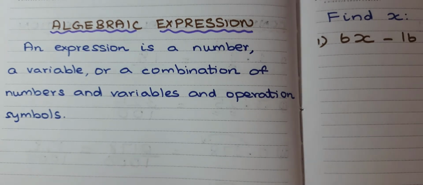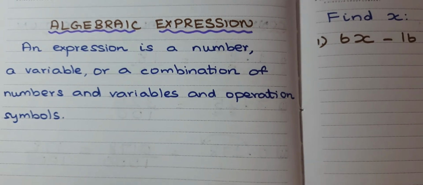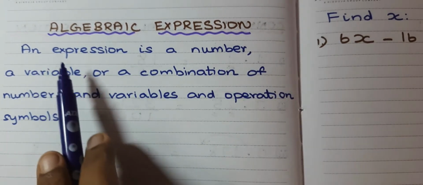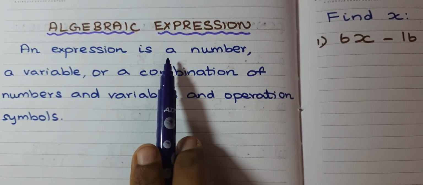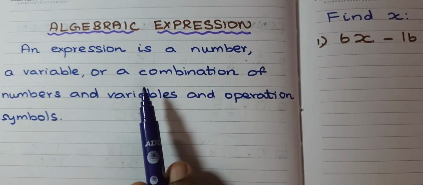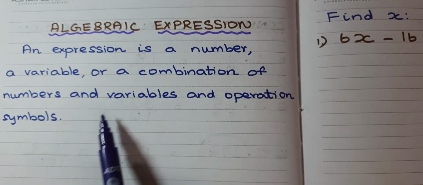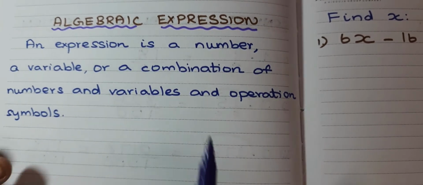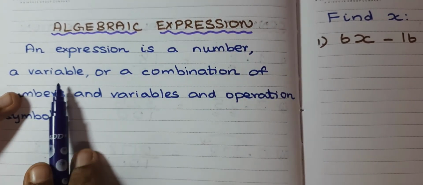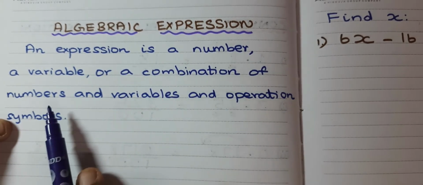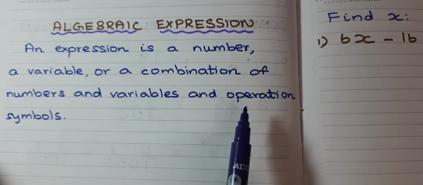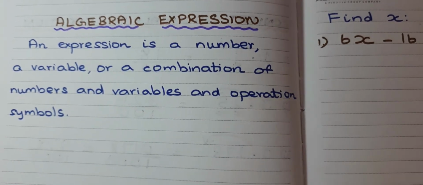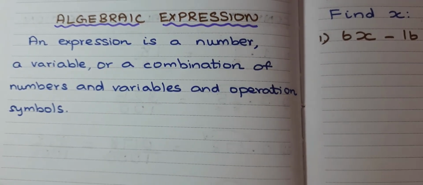Hello students, today we are going to see what is an algebraic expression. An algebraic expression is a number, a variable, or a combination of numbers and variables with operation symbols.